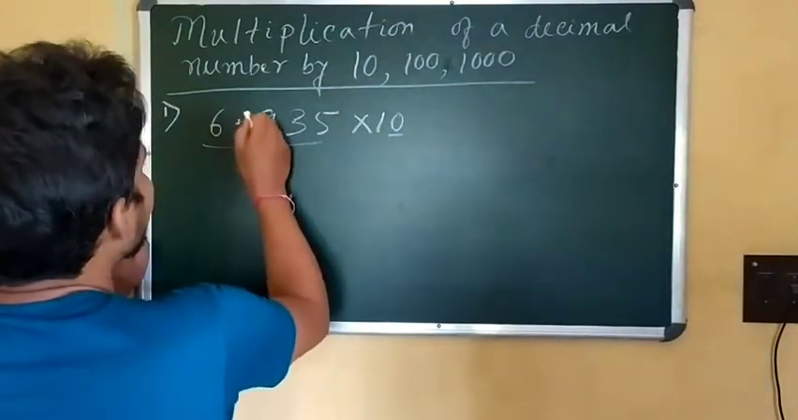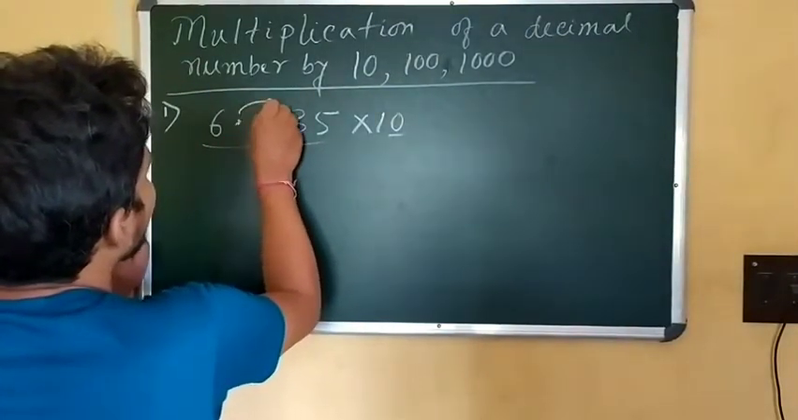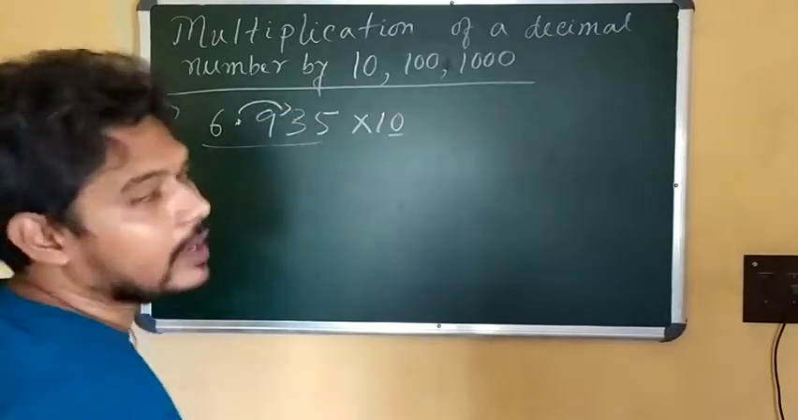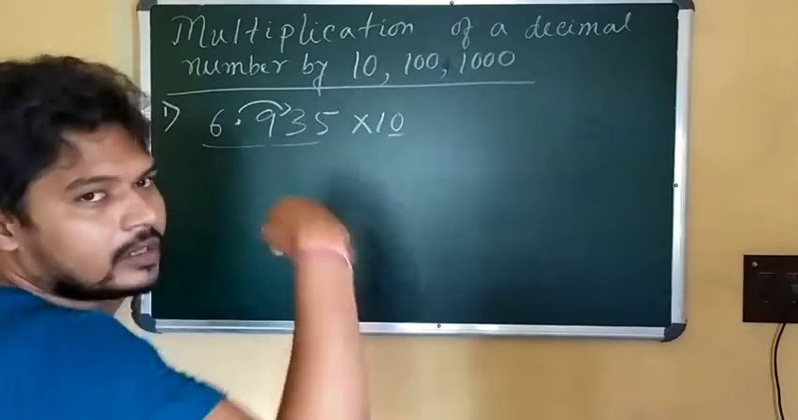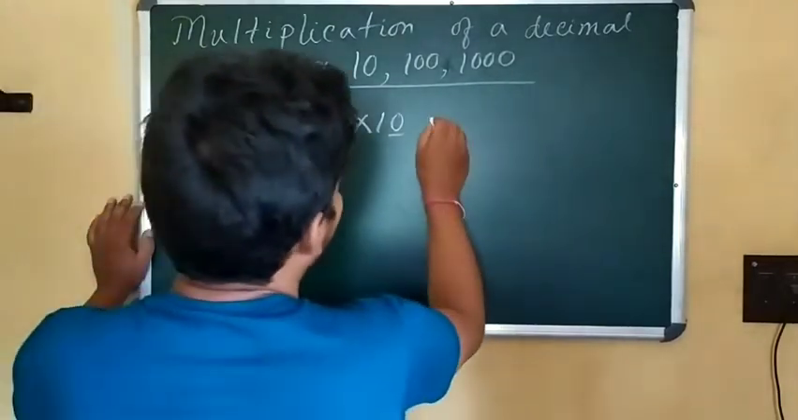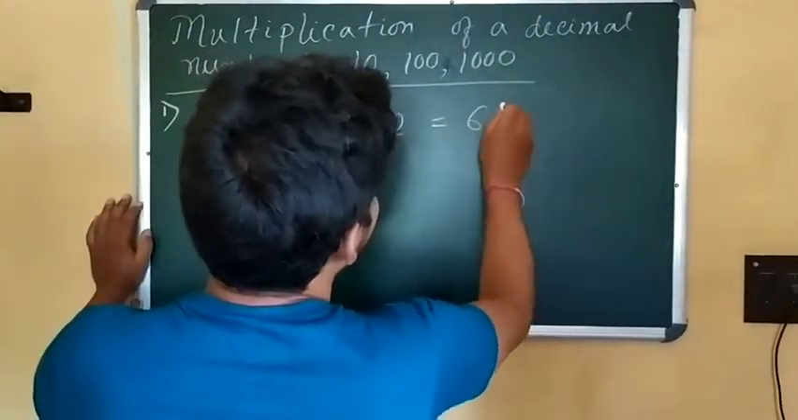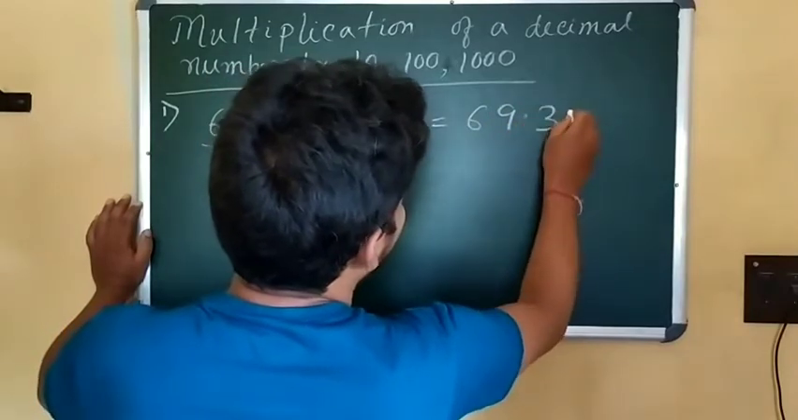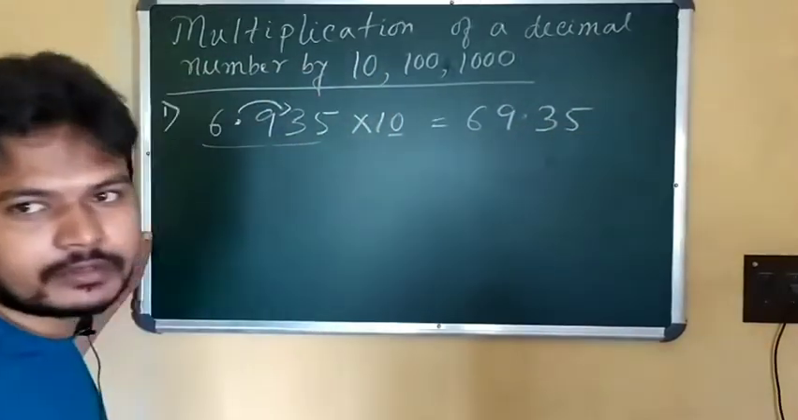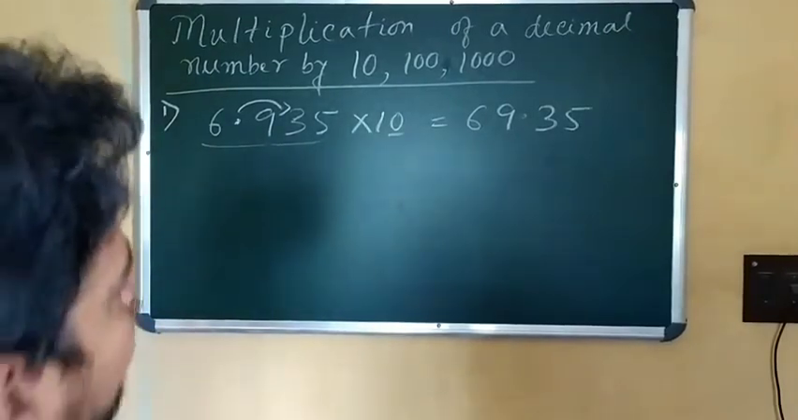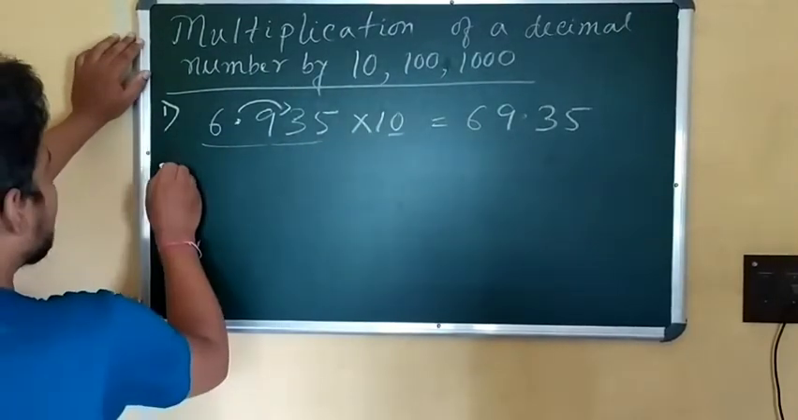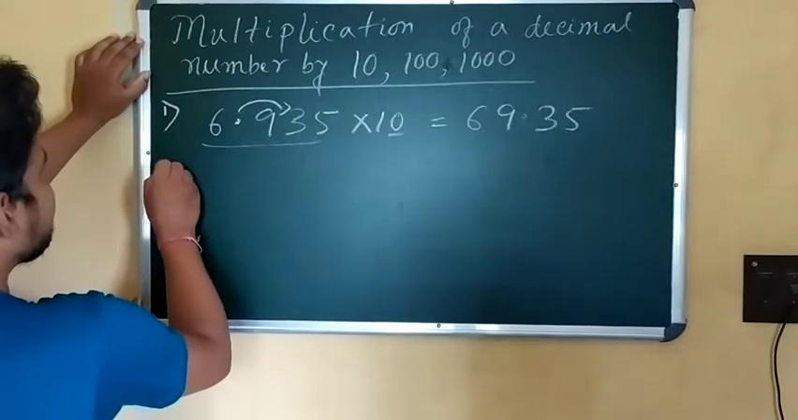So the decimal point will shift to the right by one digit. That means one place it will shift to the right. That means our answer will be 69.35. Now you come to the second example.